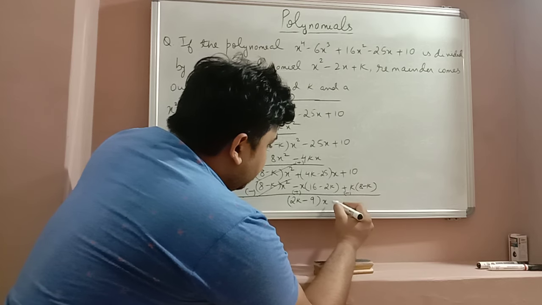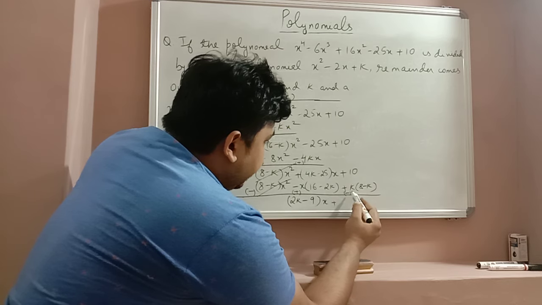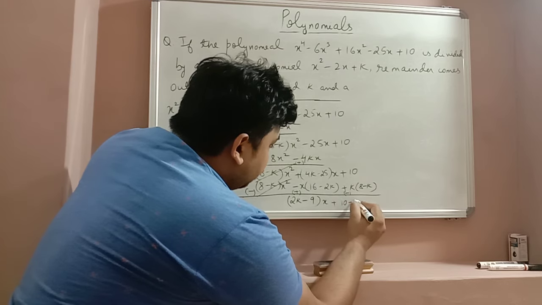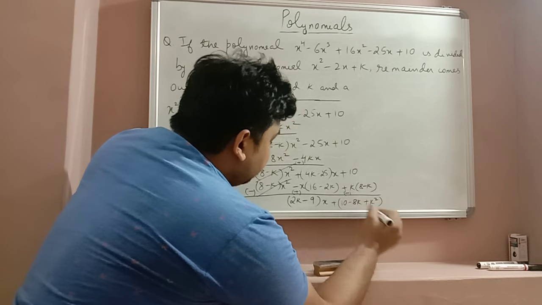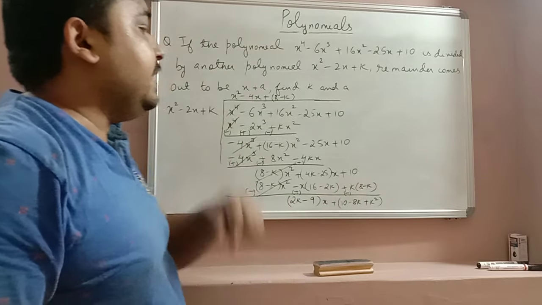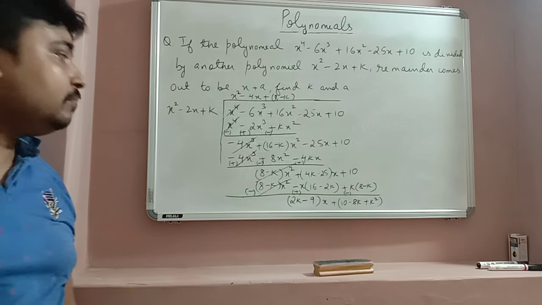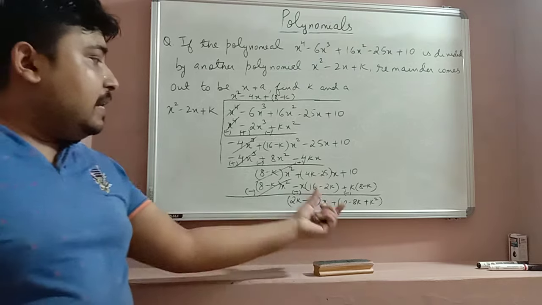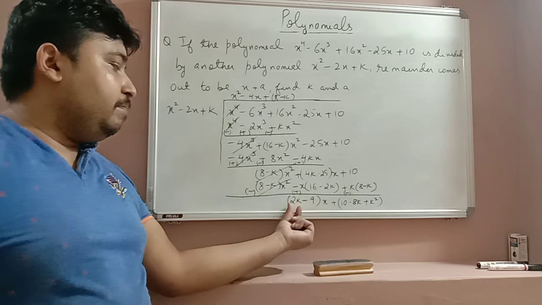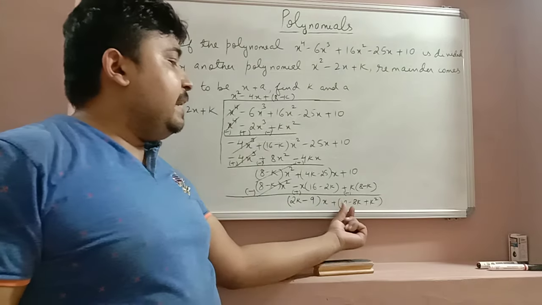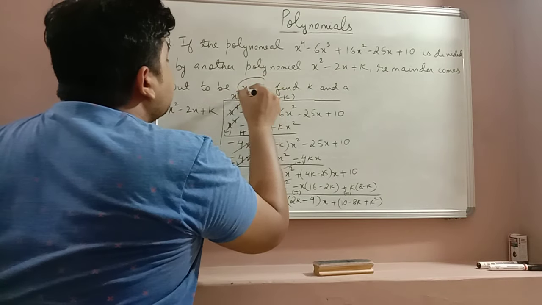and this will be plus 10 minus 8k plus k square. Alright. So this is our remainder that we obtained. It is 2k minus 9 into x plus 10 minus 8k plus k square. Let us compare this with x plus a.